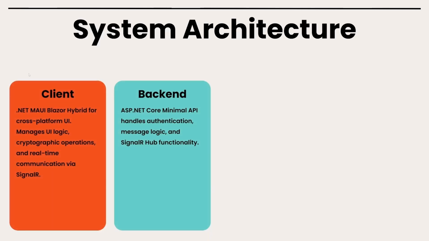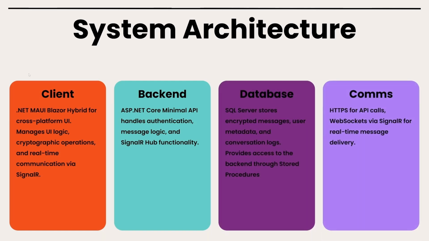The system architecture involves four main components, which are the client, backend, database, and lastly the communication. Firstly, the client side is built with .NET MAUI Blazor Hybrid, which is cross-platform, meaning a single application can work on multiple platforms. The client manages UI logic, cryptographic operations, and real-time communication via SignalR, which is a library.